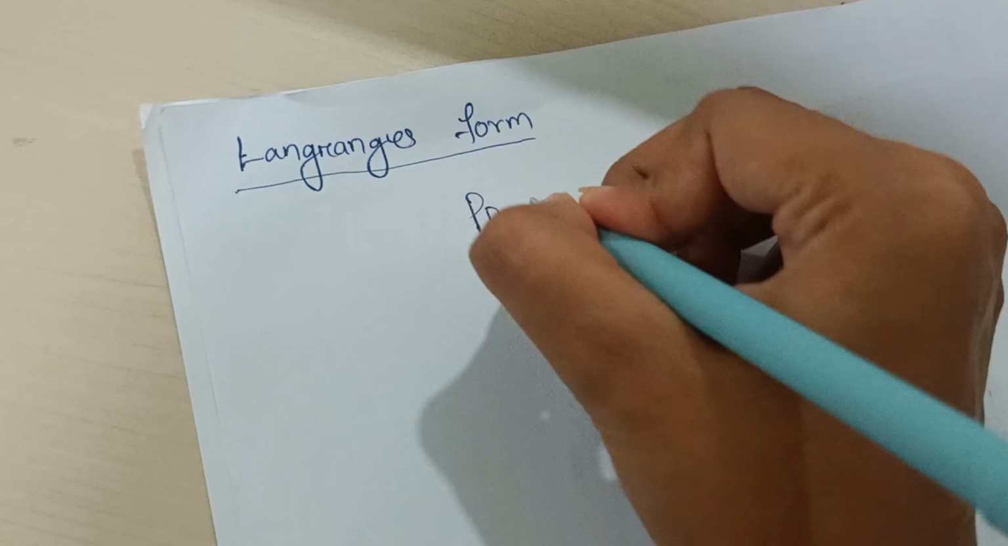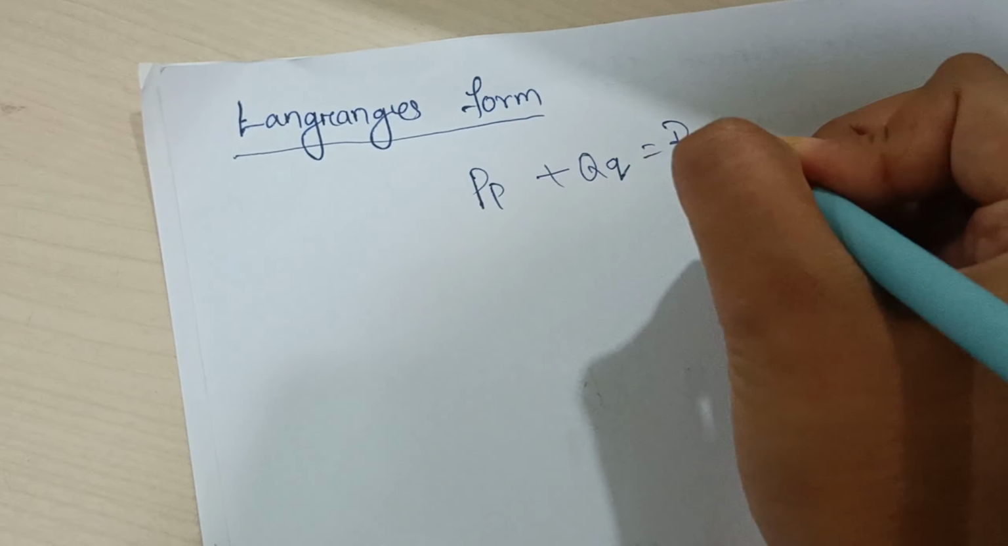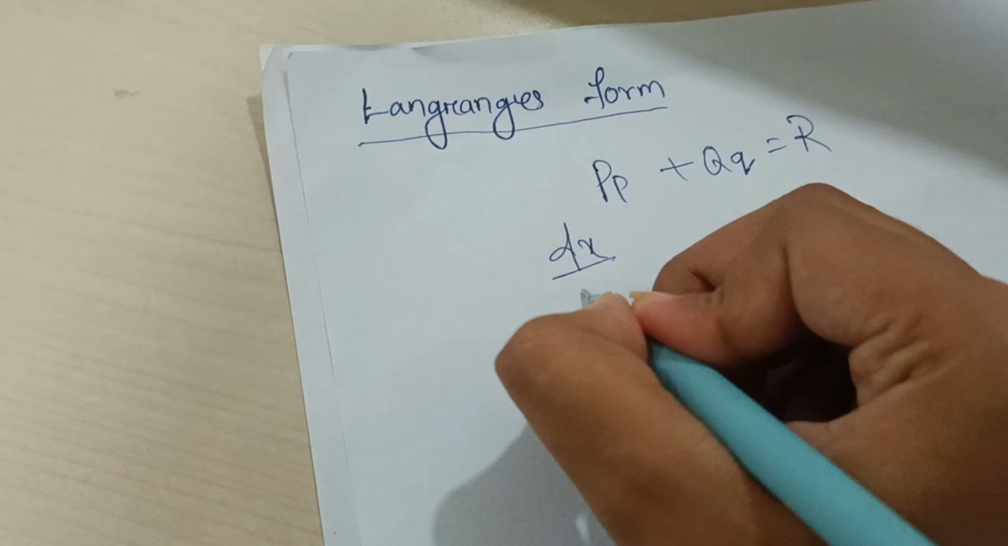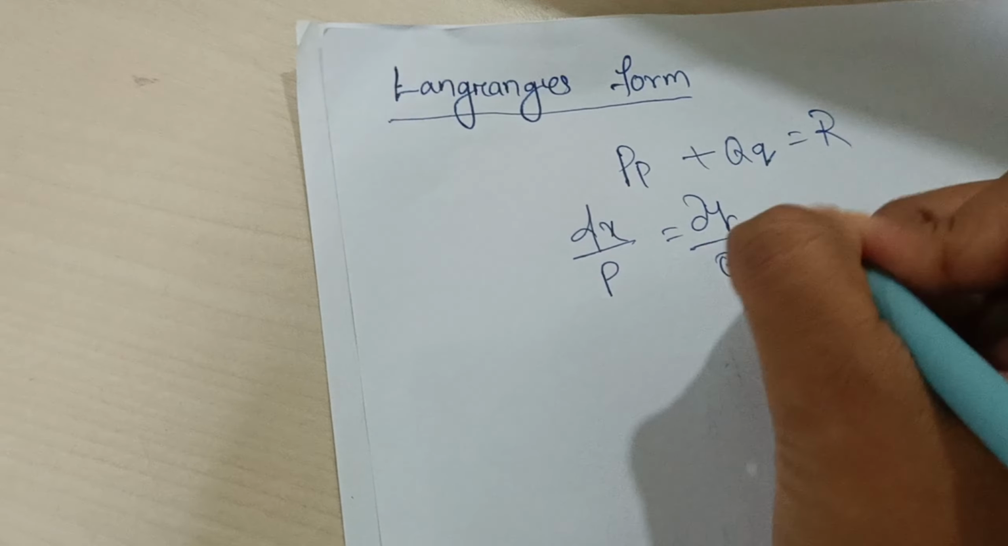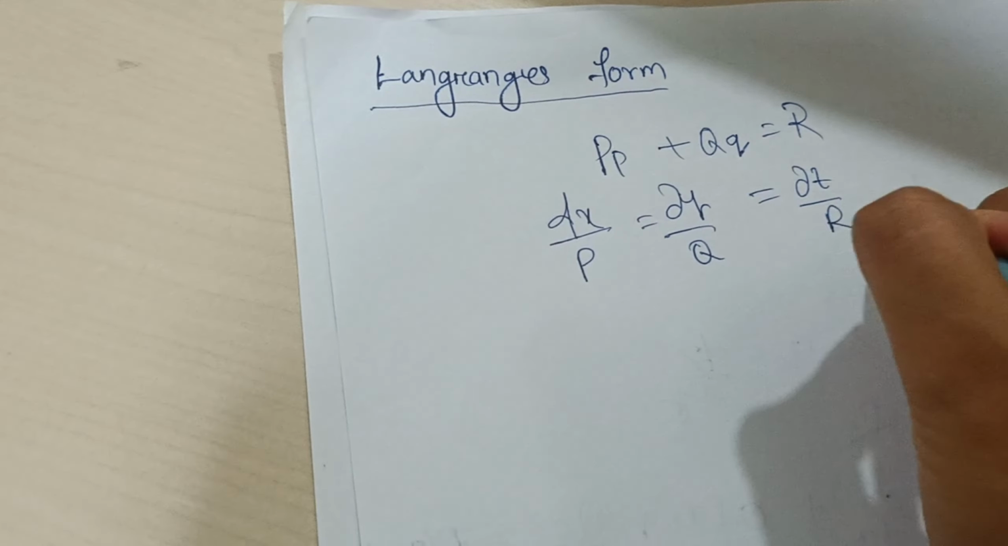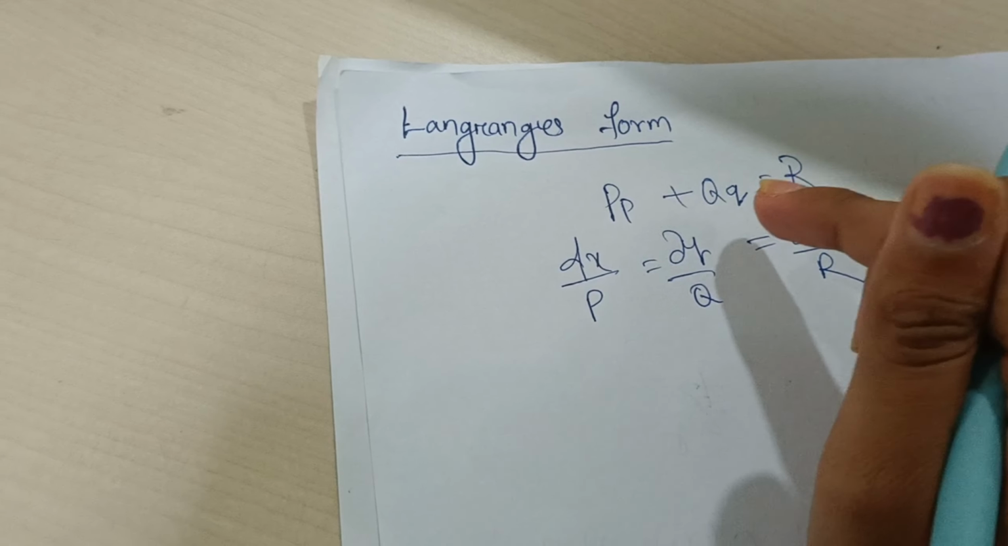What will Lagrange's form be? Lagrange's form: suppose P p plus Q q equals R, then del x by P equals del y by Q equals del z by R. This is Lagrange's form.